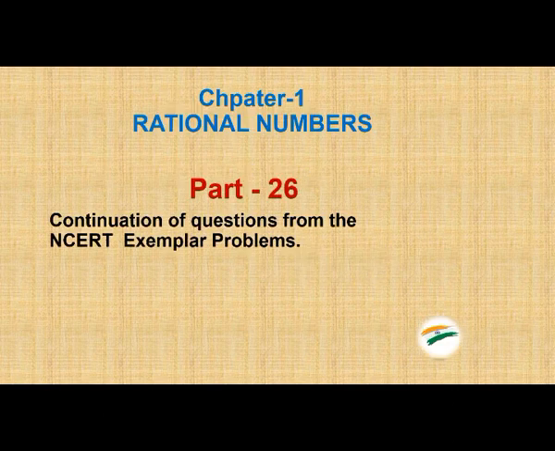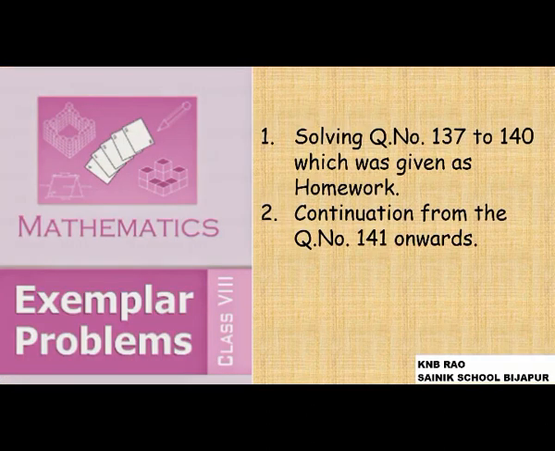And this is part 26 of the chapter rational numbers, and we will be continuing solving questions from the NCERT exemplar problems. Students, we solved up to question number 136 in our previous sessions, and I gave you question number 137 to 140 as a homework that I will be discussing today. You can cross check your answers. Then we will continue from question number 141 onwards in this part 26.